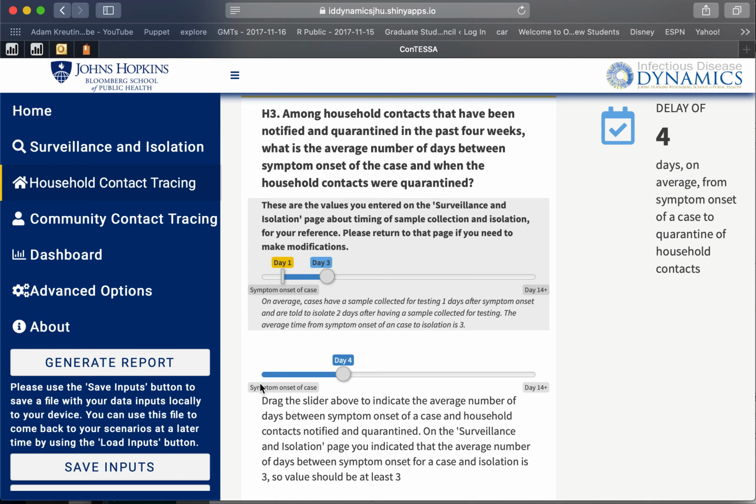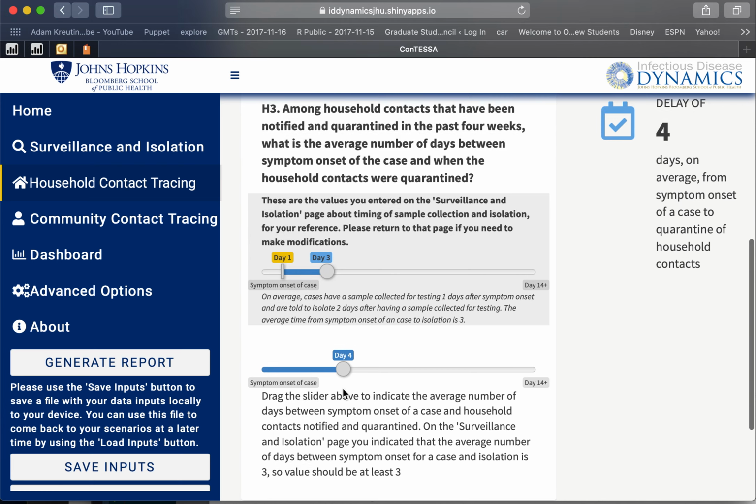So that infected individual shows symptoms on day 0. On day 1, they're tested. On day 3, they get their results back. And by day 4, we've sent their household contacts into quarantine.